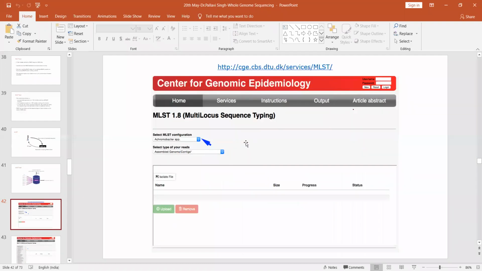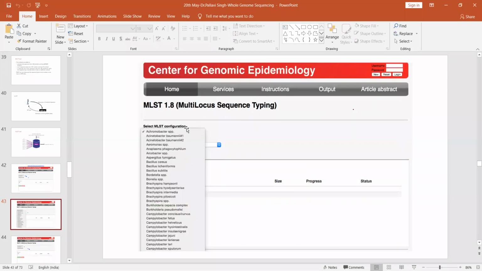So this is again the web server page, cge.cbs.dtu.dk. I have the MLST tool. I have to select which bacteria I want to type against. There are different options, and you have to select the type of your read, whether it is an assembled genome or a raw read. So you can see the options here. It has a huge number of alleles of these microorganisms: Achromobacter, Aspergillus fumigatus, Bacillus cereus, Bacillus subtilis, Brachyspira, Campylobacter. So these are the strains whose alleles are stored in the database.